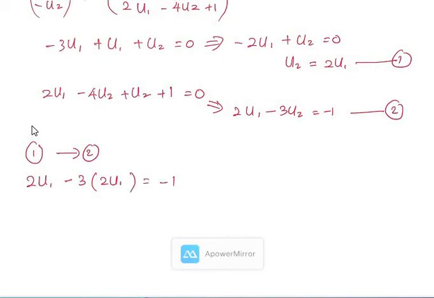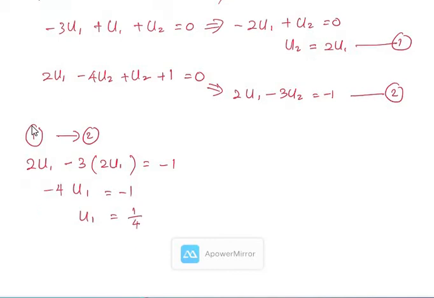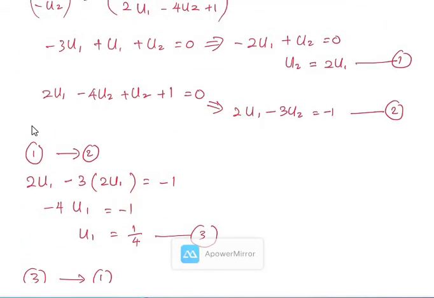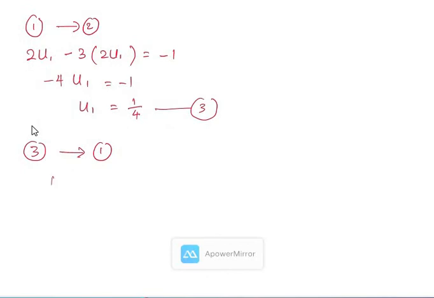So I have 2 minus 6, you get negative 4. u1 equal to negative 1. So u1 equal to 1 over 4. This is equation number 3. And then I insert the answer for u1 into equation number 1. Equation number 1 is u2 equal to 2u1. Okay. So u2 equal to 2u1 and u1 is 1 over 4. You get 1 over 2.